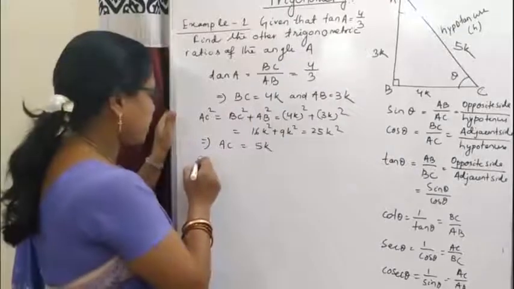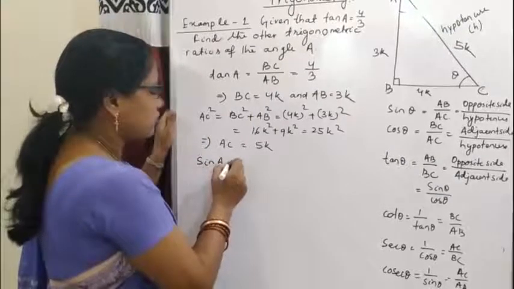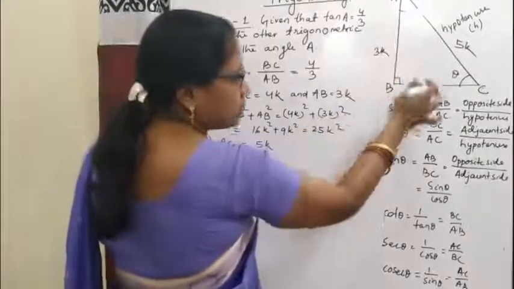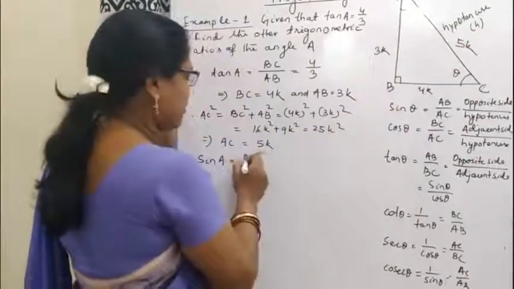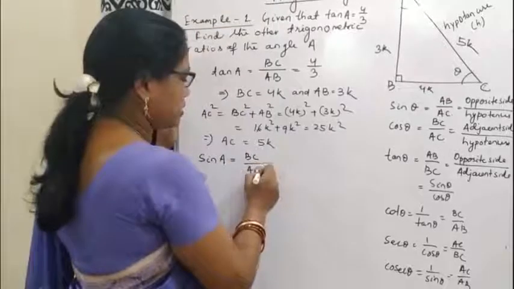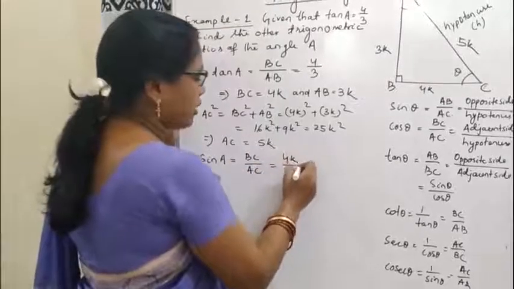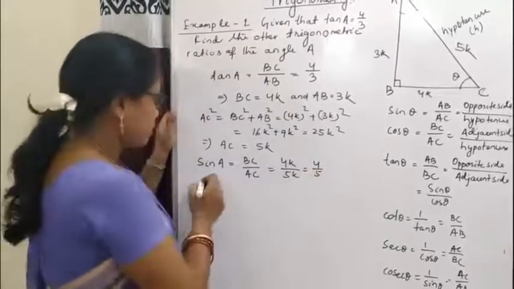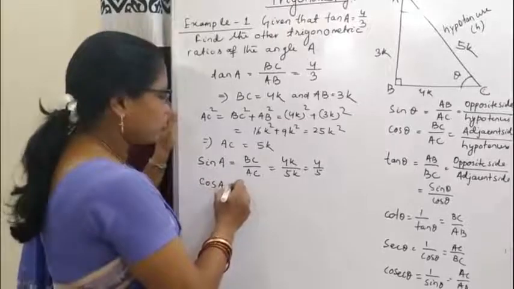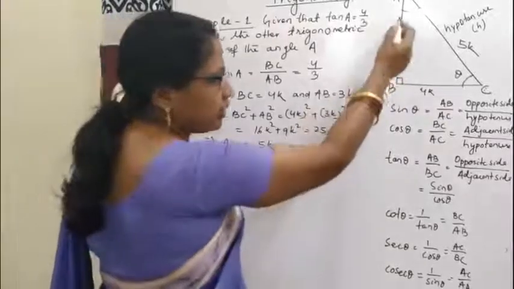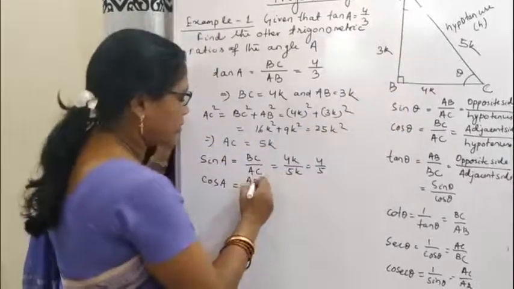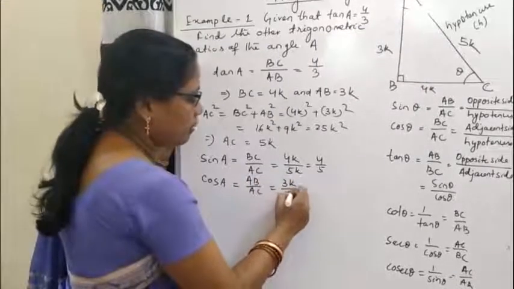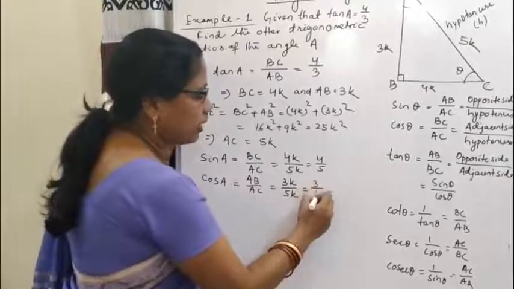What is sine A? Sine A is opposite side by hypotenuse. The opposite side of A is BC, and the hypotenuse is AC. So this is equal to 4K by 5K, which is equal to 4 by 5. Then what is cos A? Cos A is adjacent side by hypotenuse, so AB by AC, which is equal to 3K by 5K, that is 3 by 5.